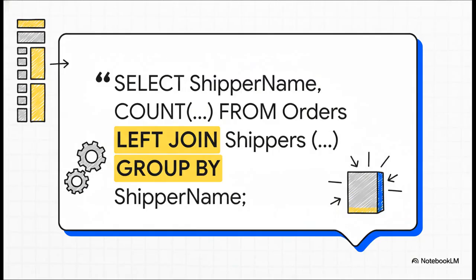And here's the full query that gets the job done. Now, I know it might look a little complicated, but I promise it's just a sequence of logical steps. First, we select the columns we want. Then, we join the two tables together on that common shipper ID. And finally, once they're linked up, we group everything by the shipper's name to get our final summary.